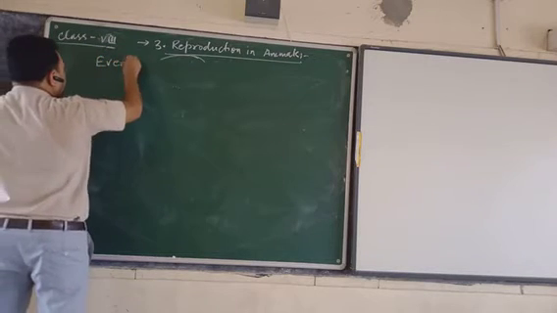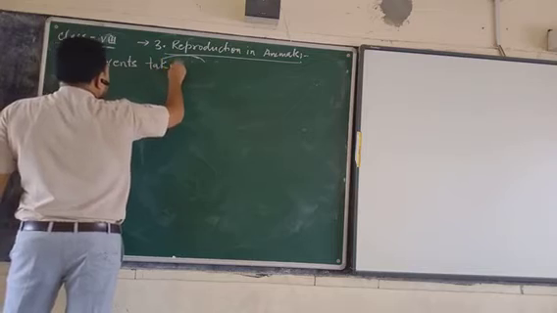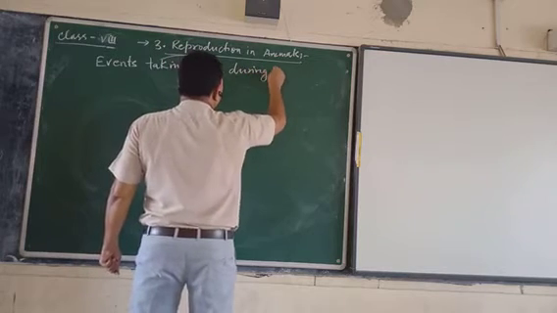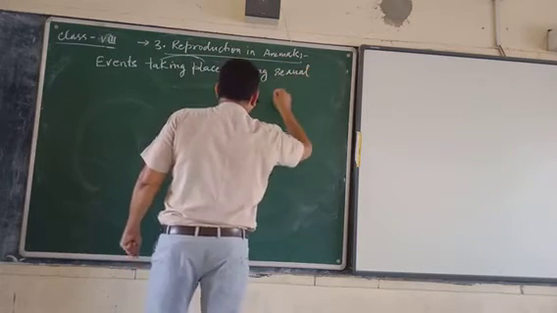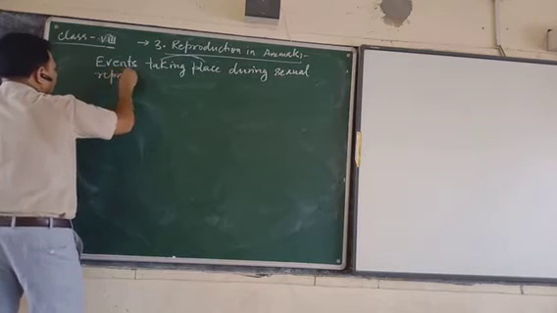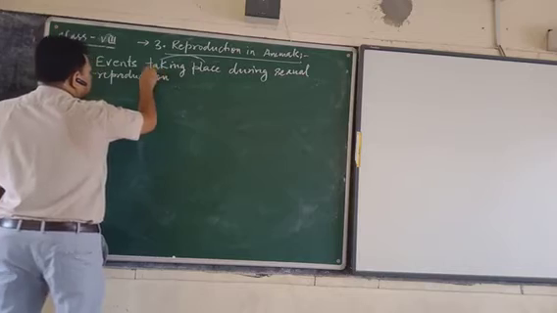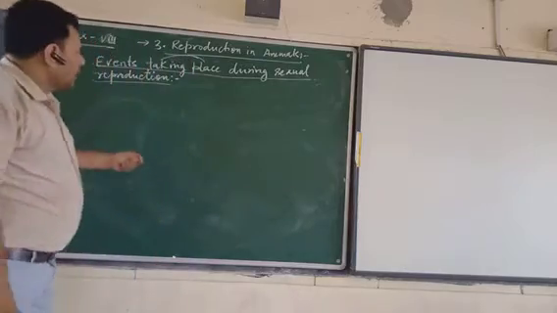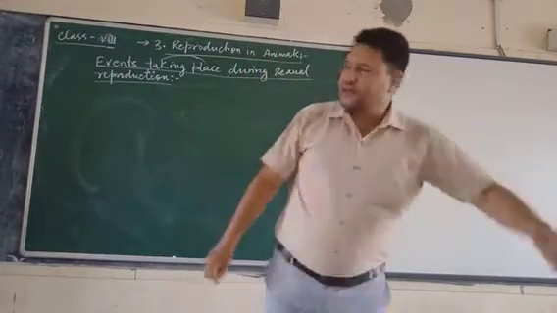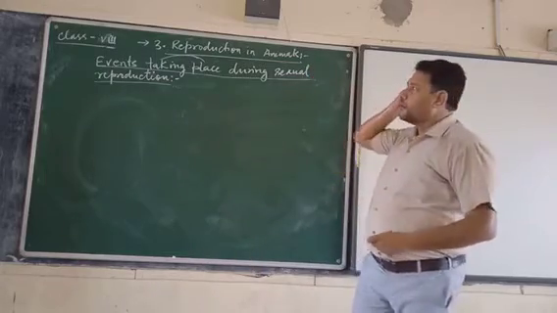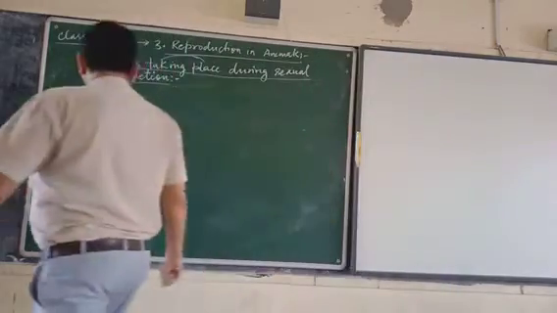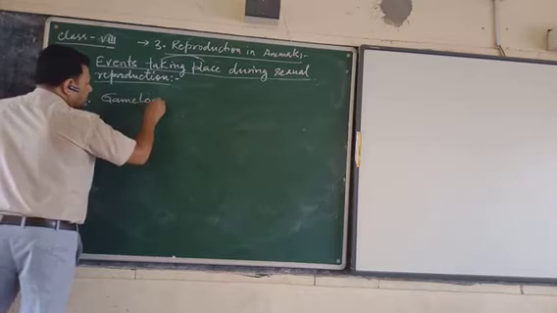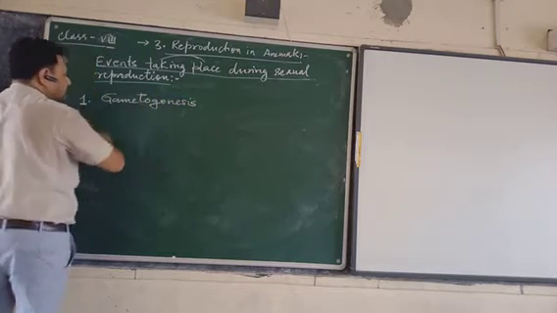Events taking place during sexual reproduction. This is our new heading, on which we are going to discuss the further processes involved in the reproduction of animals. So, step number one is gametogenesis.